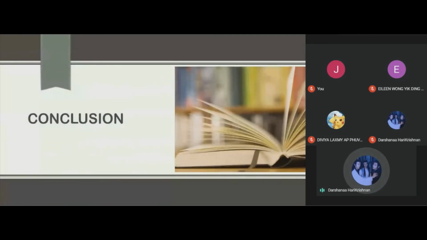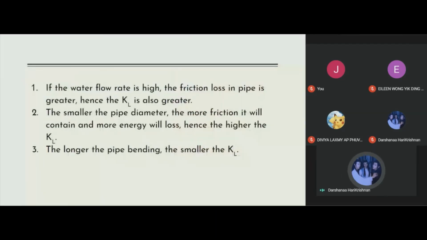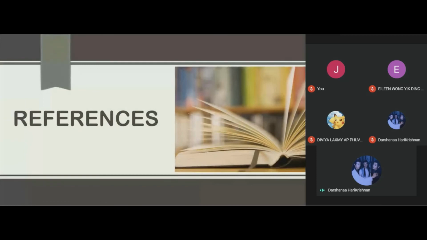Okay, so I will be going through the conclusion. The conclusion for experiment 4 is, number 1, if the water flow rate is high, the friction loss in pipe is greater and the loss coefficient is also greater. Number 2, the smaller the pipe diameter, the more friction it will contain and more energy will be lost. Hence, the higher the loss coefficient. And lastly, the longer the pipe bending, the smaller the loss coefficient. So the references for this experiment are as shown.